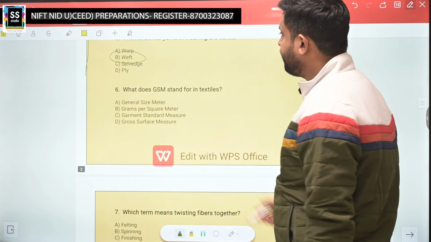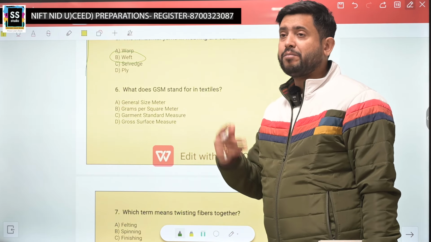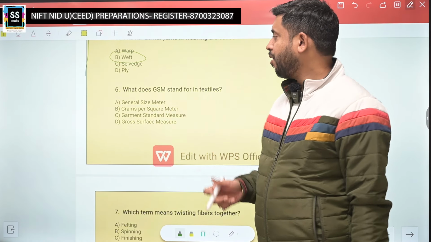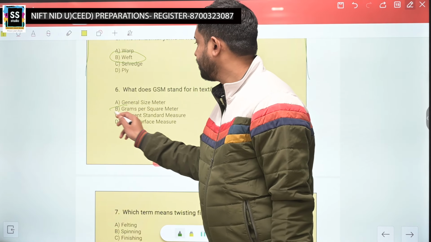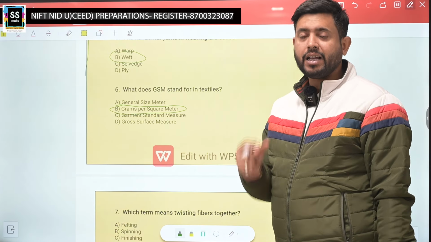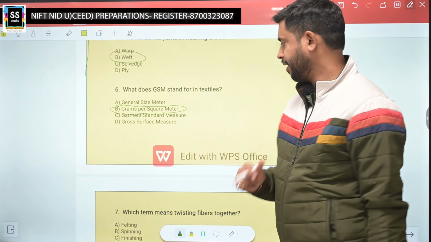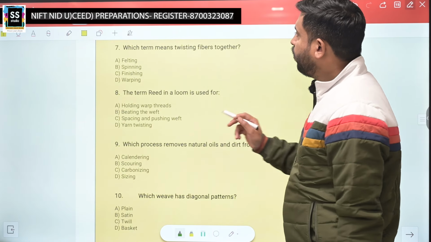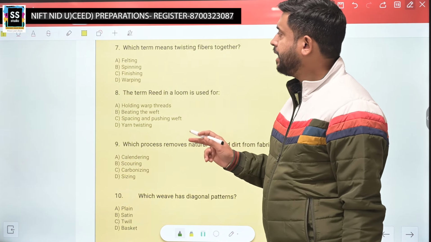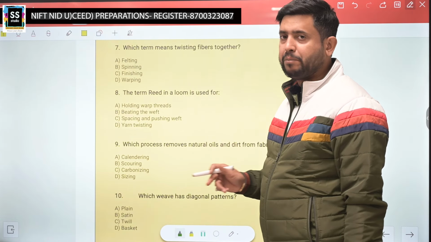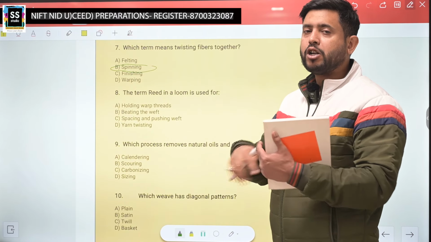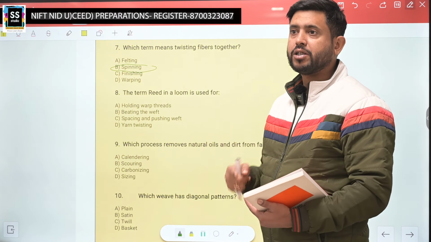Moving forward, the next question, what does GSM stand for in textile? You must have seen GSM mentioned when you go to buy a bed sheet or a pillow cover. That's called grams per square meter. That decides the thickness of that particular textile product. Moving forward, the next question, which term means twisting fibers together? Your options are felting, spinning, finishing, and warping. So here the correct answer would be spinning. That means fibers are twisted together through a process which is called spinning.